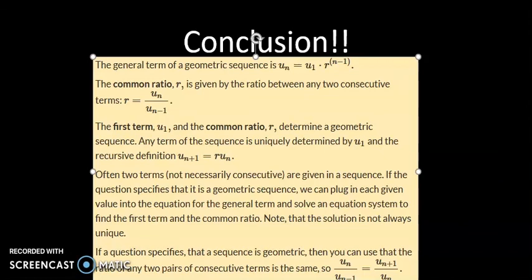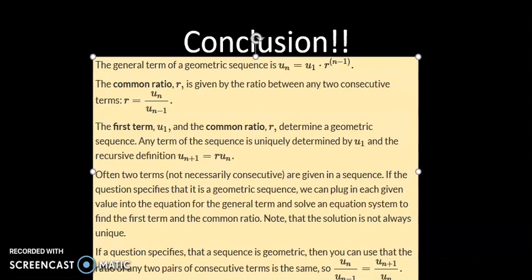Often two terms, not necessarily consecutive, are given in a sequence. If the question specifies that it's a geometric sequence, we can plug the given values into the equation for the general term and solve an equation system to find the first term and the common ratio. You can be given the value of any term in the sequence and asked to find the first term and the common ratio, and we have seen how to solve this in this video. Note that the solution is not always unique. If a question specifies that a sequence is geometric, then you can use that the ratio of any two pairs of consecutive terms is the same.